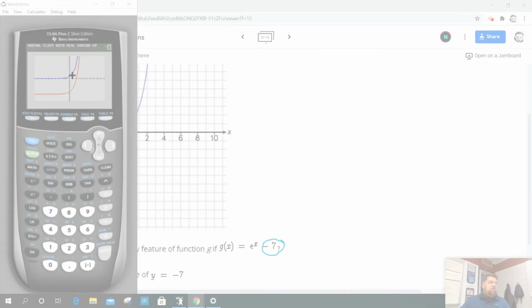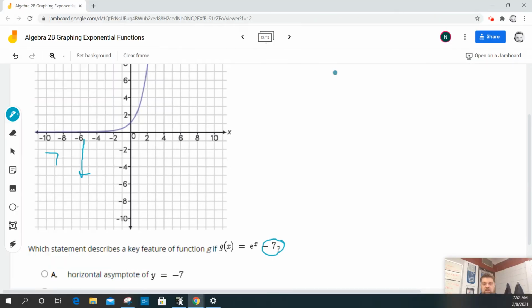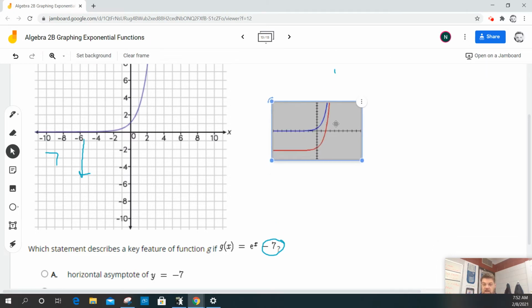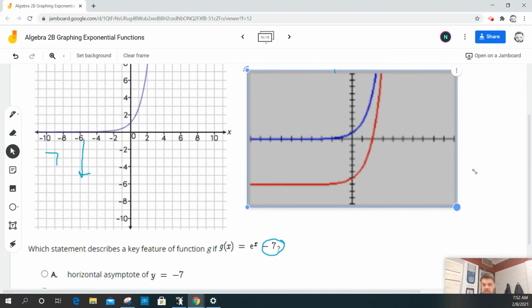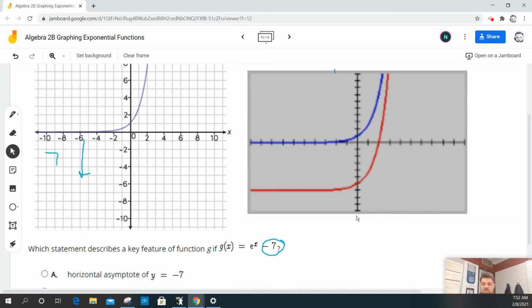So let me make a copy of that graph. And we'll slide that over here to the right of our original function. And so this is f of x here, right? That's our original function. And then this one right here is g of x, which is equal to e to the x minus 7.